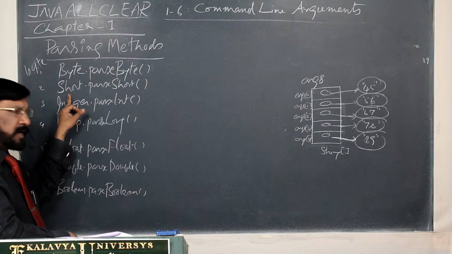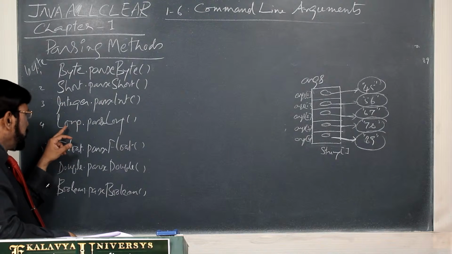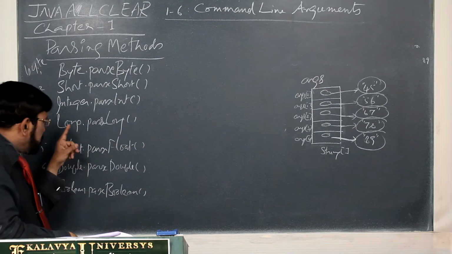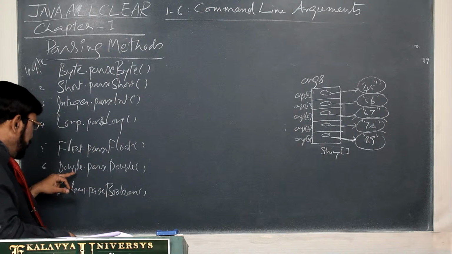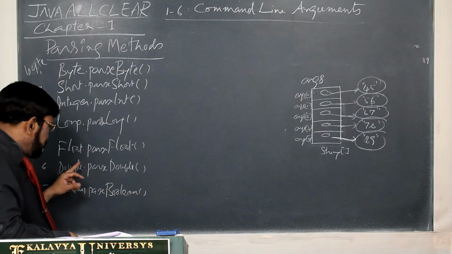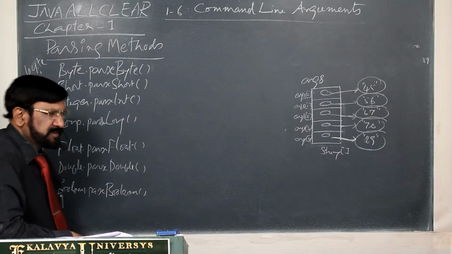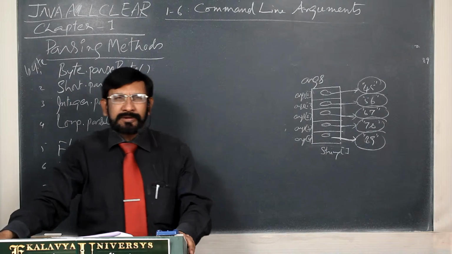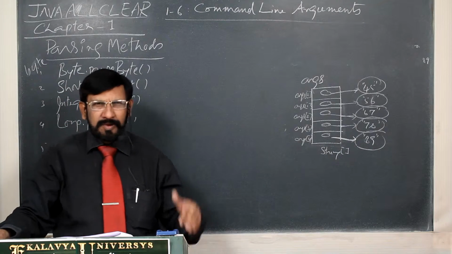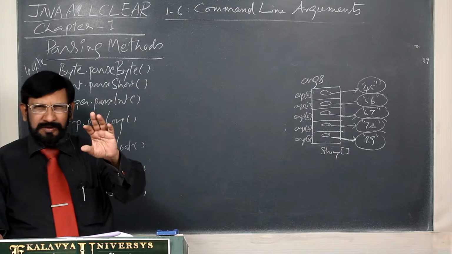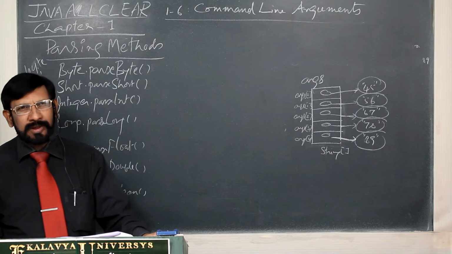Short's wrapper class is Short. Int's wrapper class is Integer. Long's wrapper class is Long. Float's wrapper class is Float. Double's wrapper class is Double. And boolean's wrapper class is Boolean. Just remember that. In order to understand the mechanism, why wrapper classes are created and all that, we have to learn a lot. Whatever you require in a particular context, to that extent you learn.